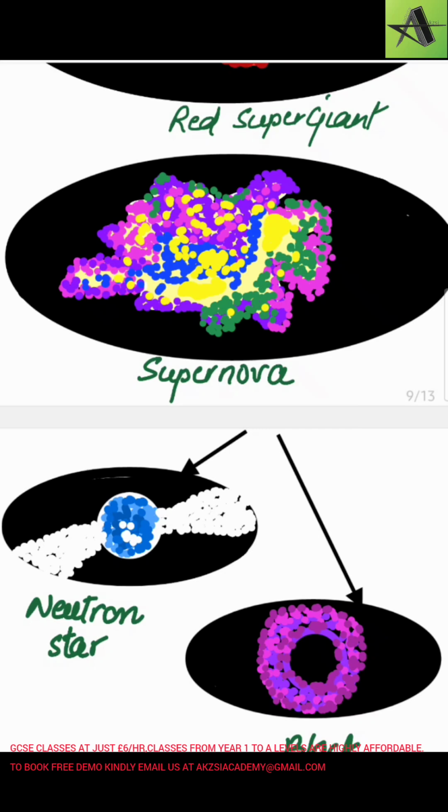So once the core builds up too much iron, it collapses under its own gravity because of its heavier mass. And also, no more fusion is happening. So this collapse triggers a massive explosion that's called a supernova. Within seconds, the outer layers are blasted into space, and it produces a very intense light that can outshine a whole galaxy.